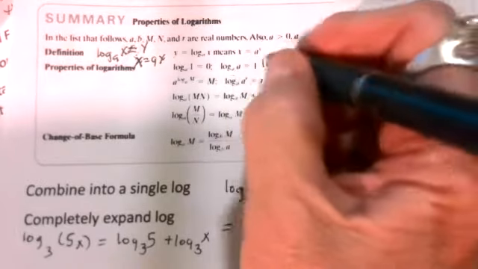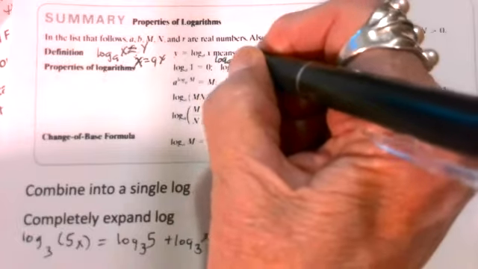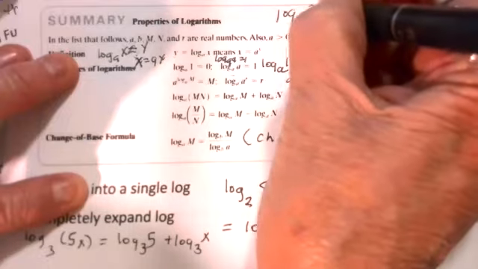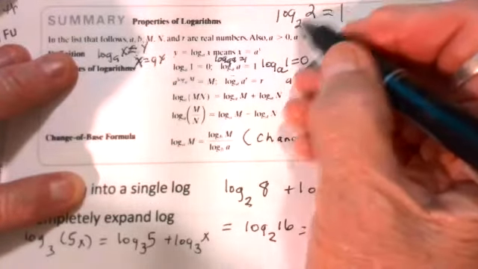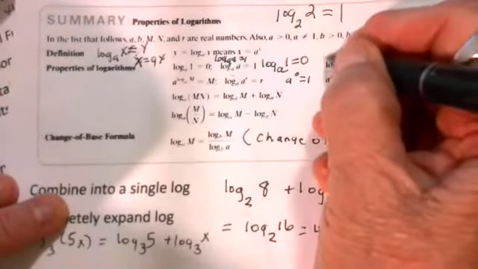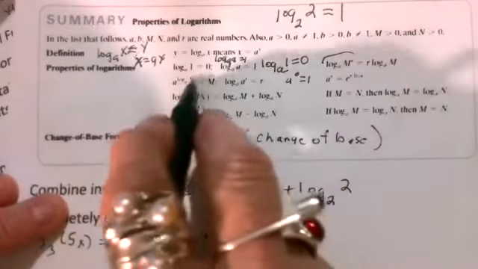And this is log base A of A equals 1. If you've got the same base as the argument of the log, that's just going to be 1. Because what power do I raise 2 to get 2? That's 1. This is the product property that I was telling you about. You can bring the power down.